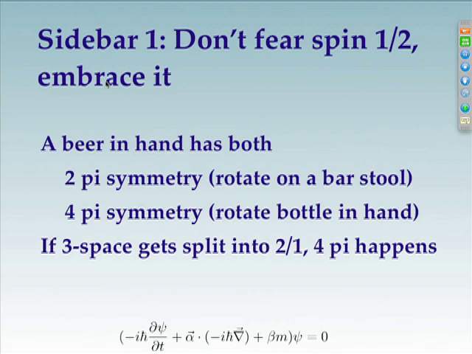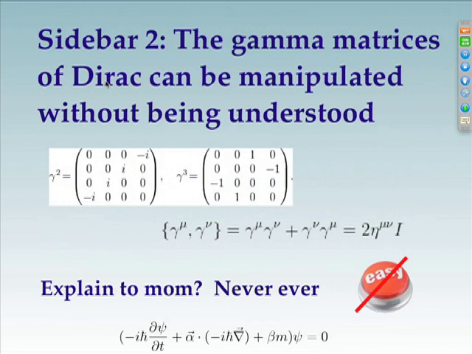Okay, and sidebar number two is the gamma matrices. Now, this is going to be a longer sidebar because the gamma matrices are the things that make up the alpha and the beta. These can be manipulated if you're in graduate school without really being understood. You can look them up. You can look at gamma 1, 2, 3, 4, 5, these kinds of things. They have these types of rules, but you can't really explain it to mom.